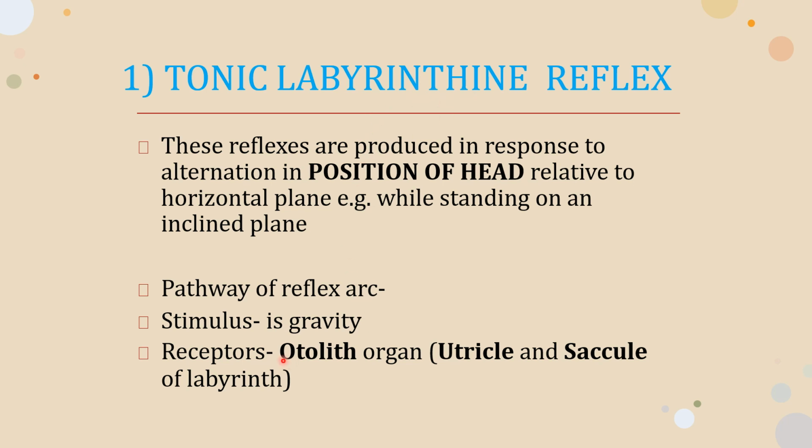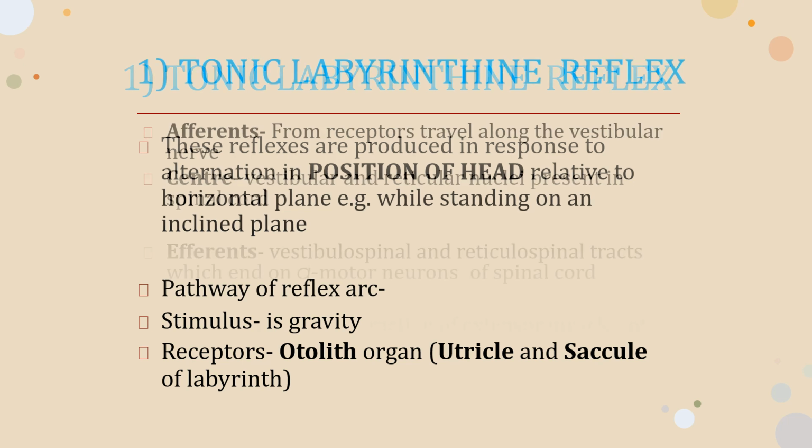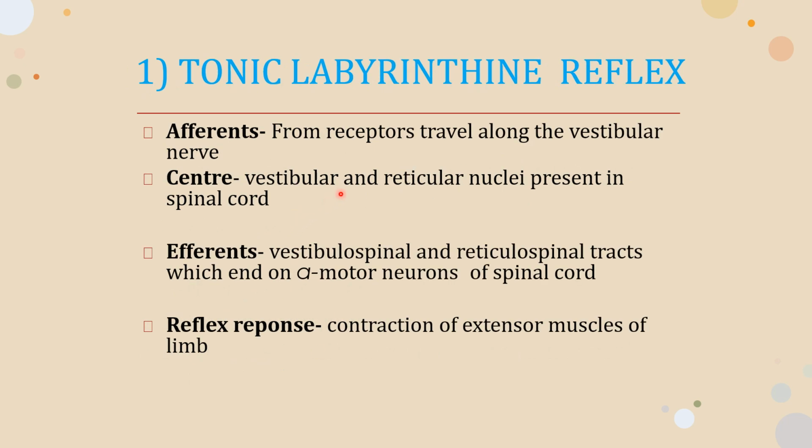And the pathway is: the stimulus is the change in gravity, and the receptors are the otolith organs, utricle and saccule of the labyrinth. The afferents from the receptors travel along the vestibular nerve. Center is vestibular and reticular nuclei. And efferents are vestibulospinal and reticulospinal tracts, which end on alpha motor neurons of the spinal cord. The reflex response is contraction of extensor muscles of the limb.